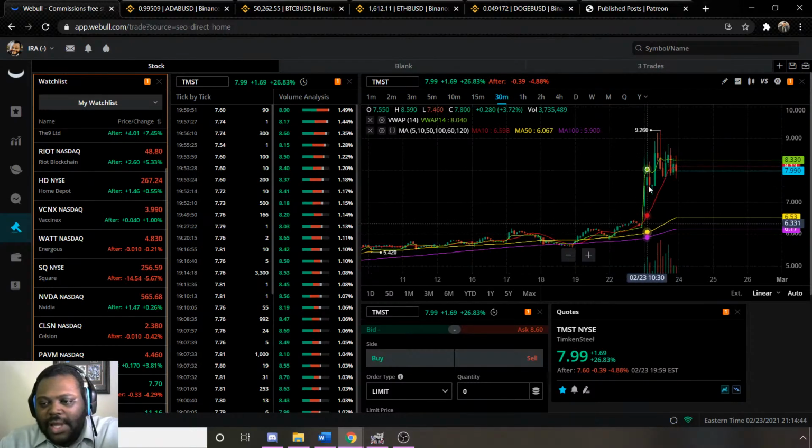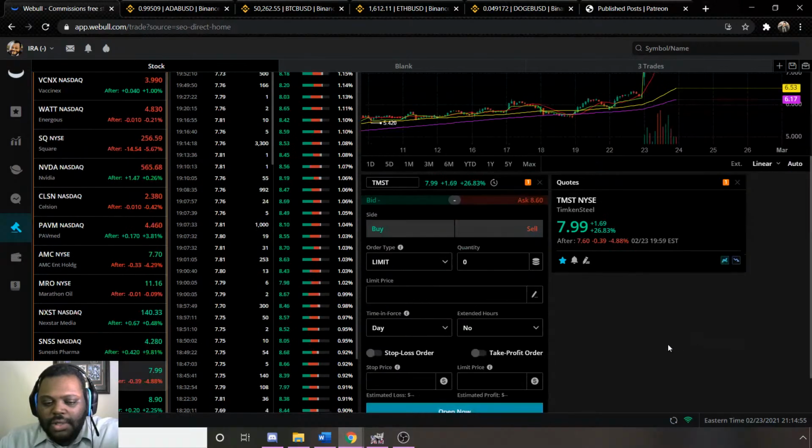So maybe some more oscillation between these levels right here. So I'm going to be looking to see if this VWAP can go back up for tomorrow, or if it will continue to go sideways through that range.